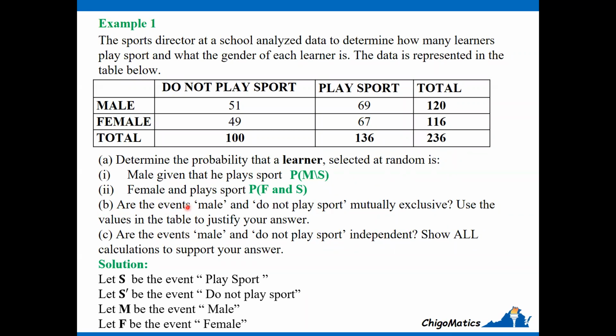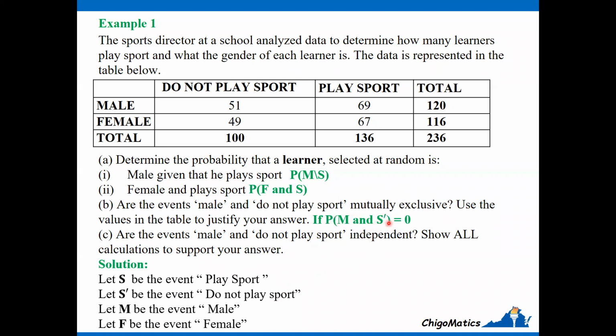B is saying, are the events male and do not play sport mutually exclusive? Right? The next thing we need to ask ourselves is, when do we say events are mutually exclusive? So that's the thing we need to remember and write down, so that when we are to answer B, we start by showing what we would have said in respect to when events are mutually exclusive, right? So all it means is, if we could show that the probability of M and S prime, do not play sport, according to our definition, is equal to 0. All it means is M and S prime, they don't have an intersection.